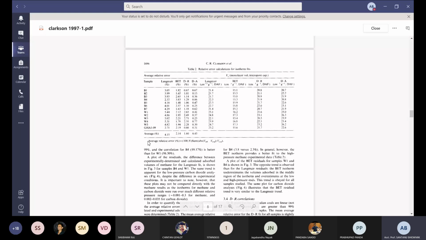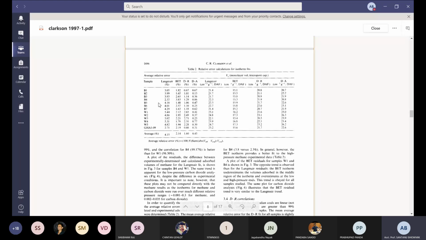The average relative error is given by this equation. You can see where 100 by n, n is the total number of observations, sum of absolute V calculated minus V experimental divided by the V experimental. This is the standard statistical concept for average relative error.